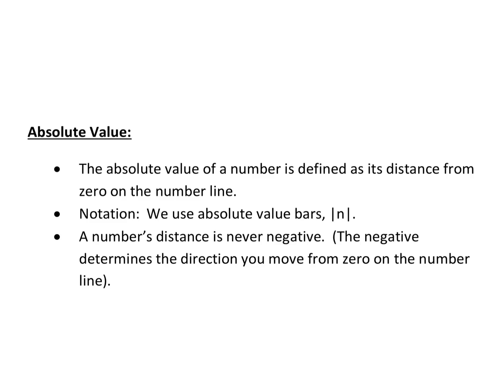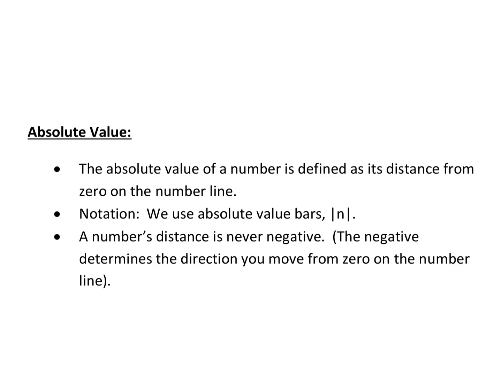All right, the last thing that we want to look at in terms of properties of numbers is we're going to talk about absolute value. So absolute value is defined as a number's distance from 0 on the number line. Our notation for absolute value, we use something called absolute value bars, which is basically just vertical bars around the number. And when we talk about distance, one thing to note is distance is never negative. The negative determines the direction you move from 0. And the actual number part is equivalent to the absolute value.